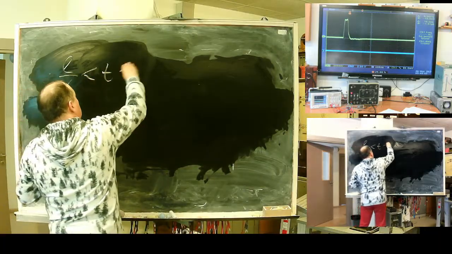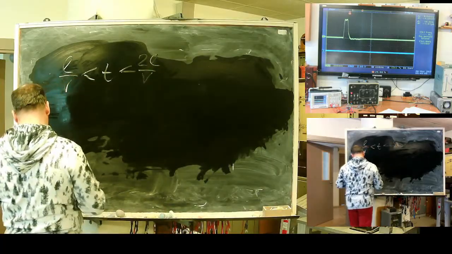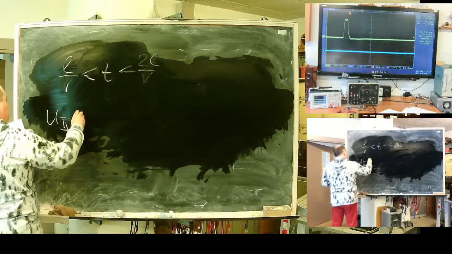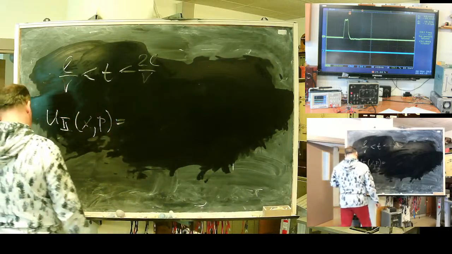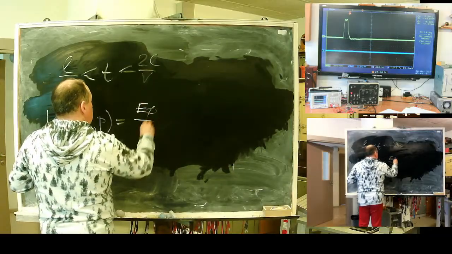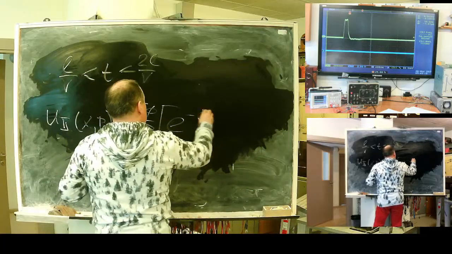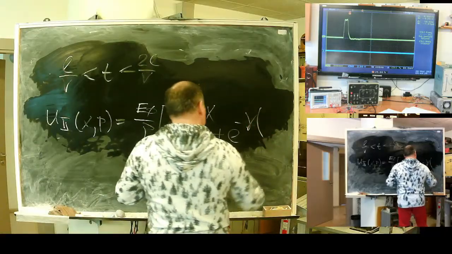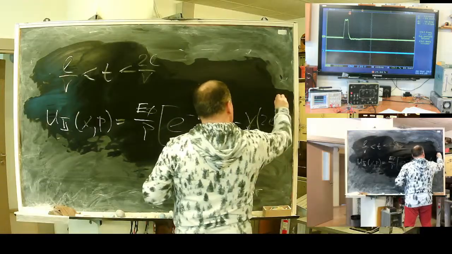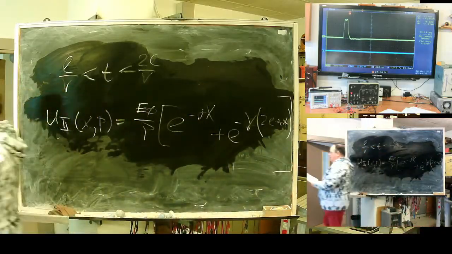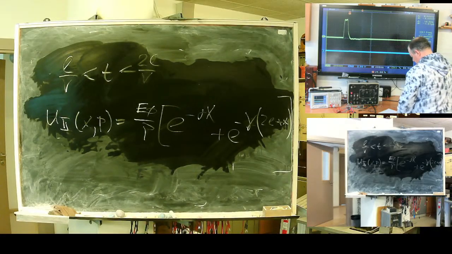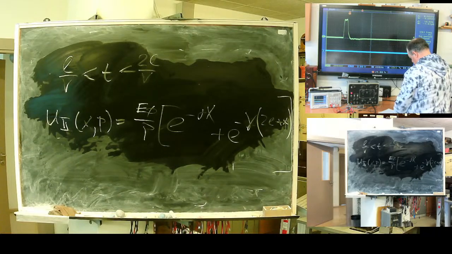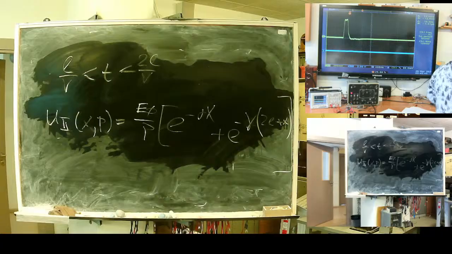Time double A divided by V. Second voltage will be E0 divided by p multiplied by A power minus gamma x plus A power minus gamma double A plus x. This is second, first reflection.